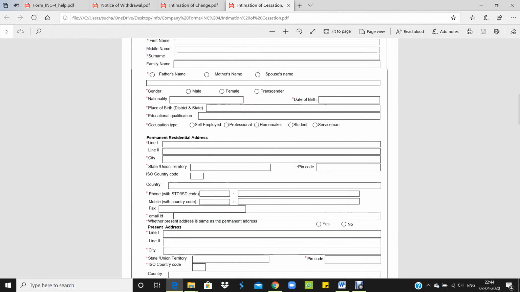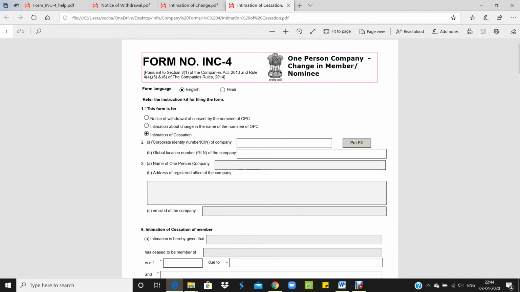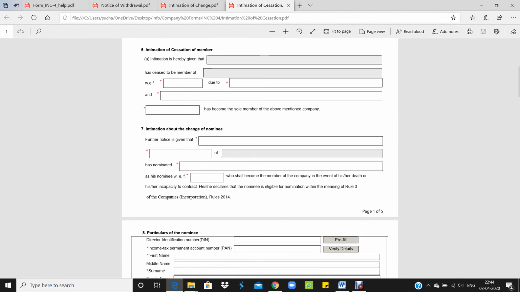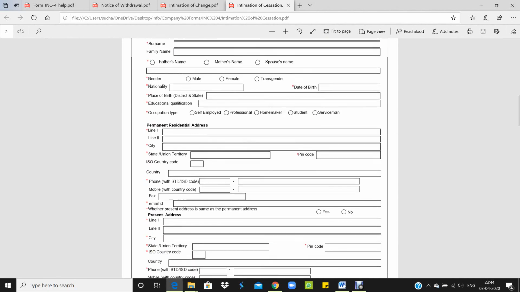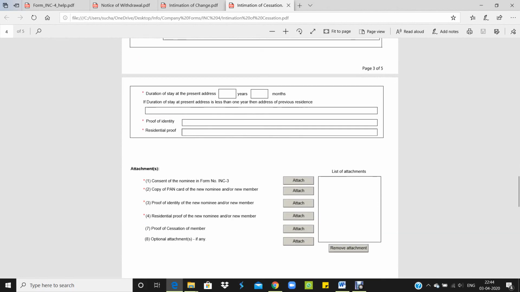So what are the new things we have to enter in the intimation of cessation? One is the intimation of cessation of the member, then the intimation about the change of nominee, and also the particulars of the new member have to be entered. So what attachments need to be attached with INC 4 in this intimation of cessation? If we select the option, then for the intimation of new nominees, the written consent form INC 3 has to be obtained, along with the PAN card of the new nominee and also the new member.